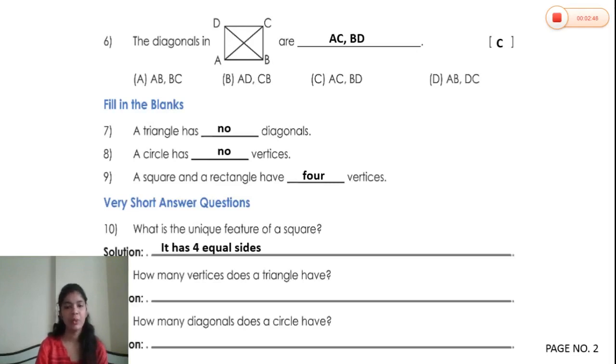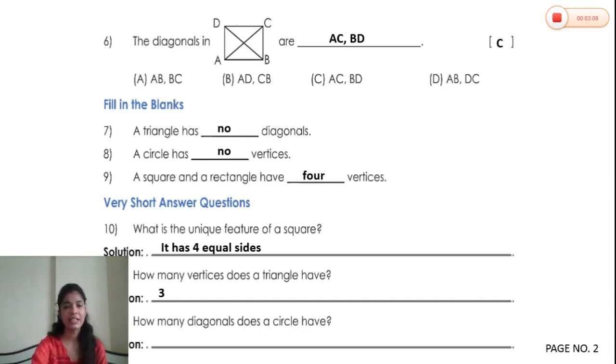Now how many vertices does a triangle have? Here you can see the triangle. How many vertices are there? Let us count. 1, 2 and 3. So the triangle has 3 vertices.